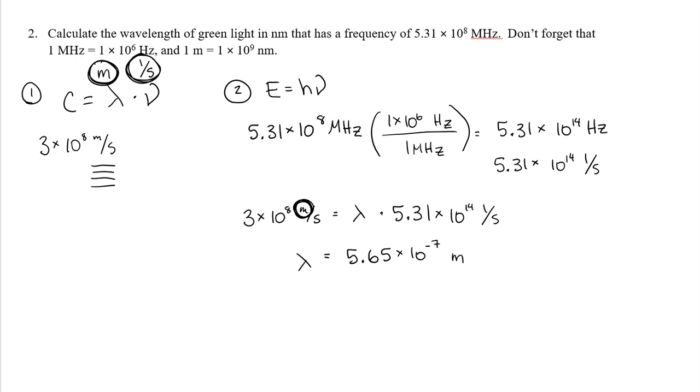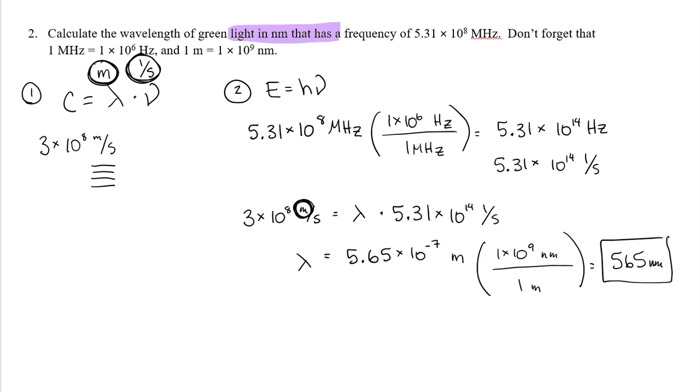Be careful. That's not what I was asking for. I was asking for the wavelength in nanometers. So we're going to go one step further. Every 1 meter is 1 times 10 to the 9th nanometers. That gives you a wavelength of 565 nanometers. And that's why nanometers are used, because the wavelengths of visible light are just really nice 3-digit numbers when we deal with nanometers.